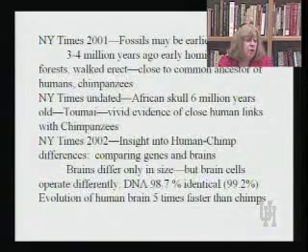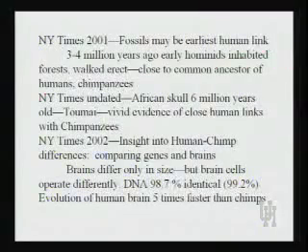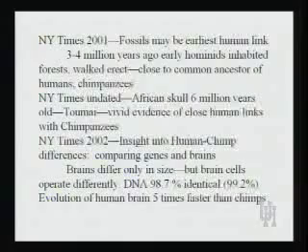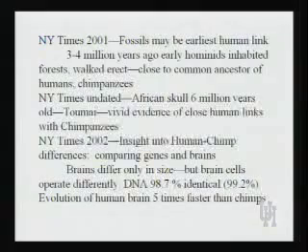Here are some more New York Times articles. The fossils may be the earliest human link. 3 to 4 million years ago, early hominids inhabited the forest and walked erect, close to the common ancestor of humans and chimpanzees. The New York Times, undated, there's an African skull 6 million years old called the Tume, vivid evidence of close human links with chimpanzees.